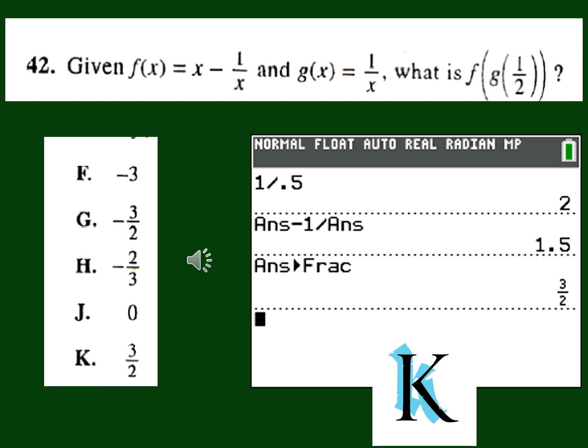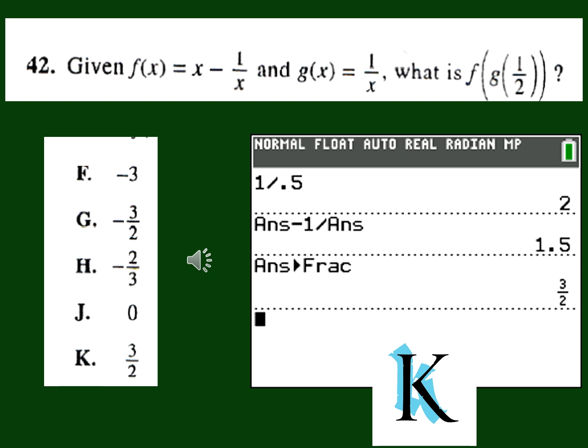On the calculator, I did 1 divided by 0.5, and it told me the answer is 2. Once I've done that, I take that answer and I plug it in wherever there's an x in the function f. So I did 2 minus 1 over 2. On the calculator, I just did second, and the negative key puts the answer you just got on there. So I did answer minus 1 divided by answer.